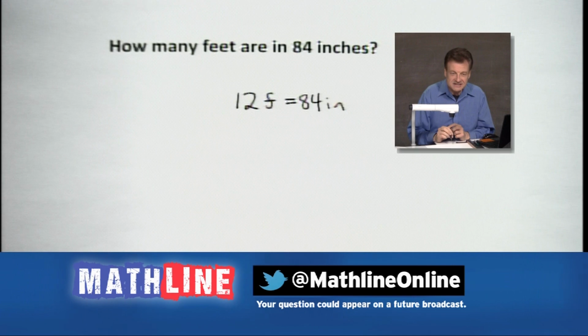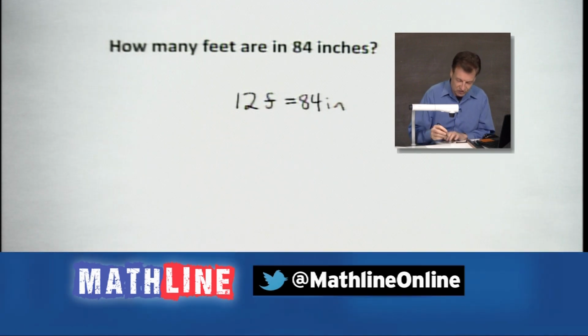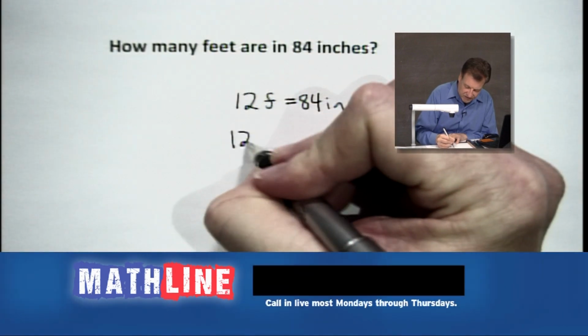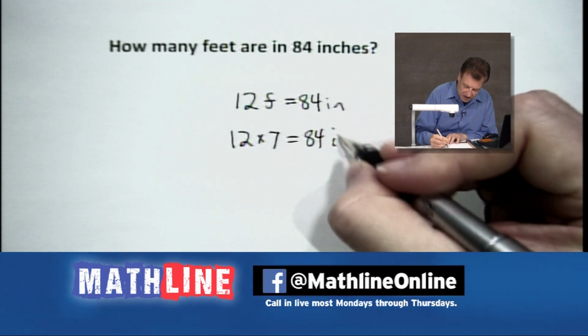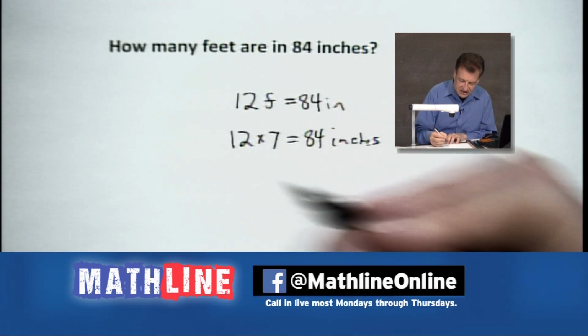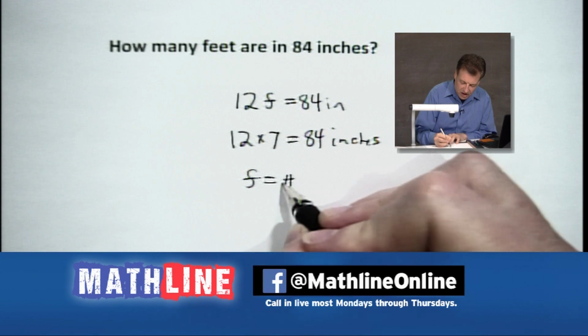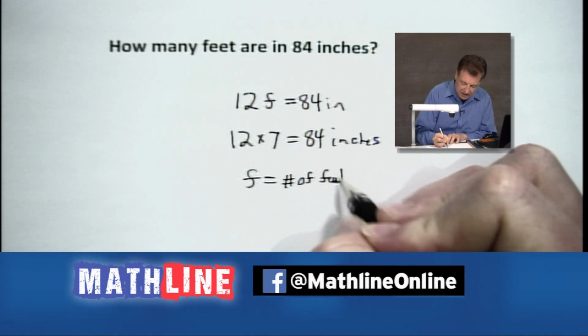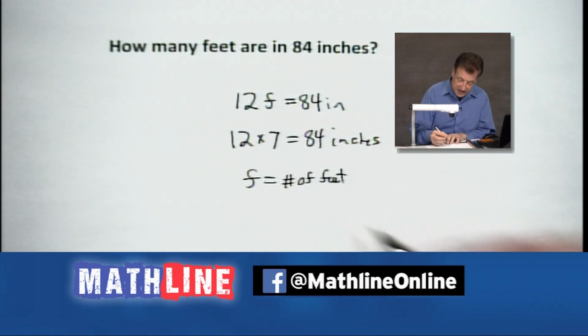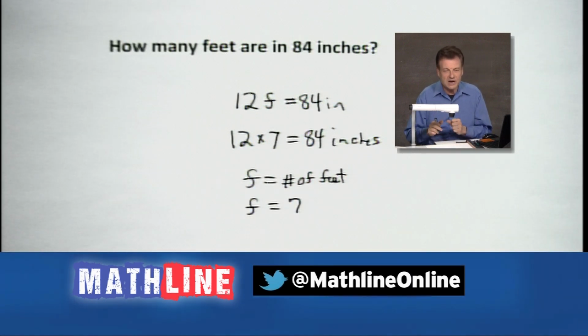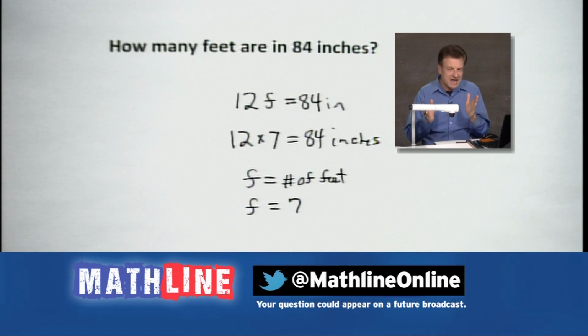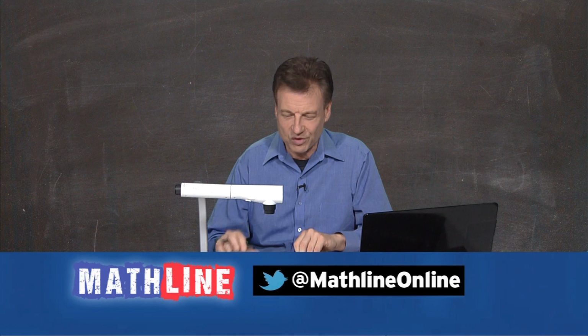12 times how many feet? 12 times how many feet? 12 times 7 gives us 84 inches. So that's the number. F equals, remember, the number of feet. How many feet are in there? And in this case, we got 7 of them. 7 feet give us 84 inches. And you use a ruler all the time in life. So practical, very practical application going on there for you, all right?